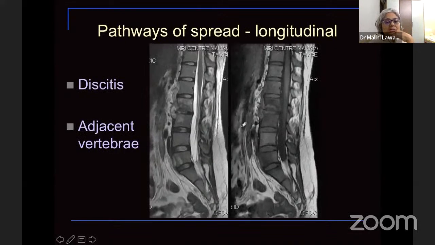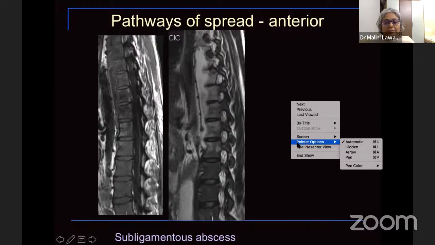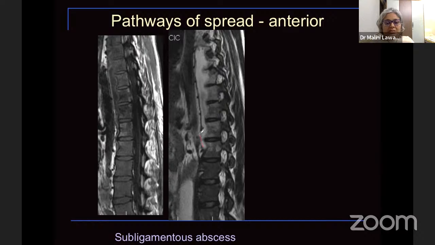After this initial focus, this infection can spread to the disc and the adjacent vertebrae, forming your typical spondylodiscitis. Or it can spread longitudinally over multiple levels. For example, here you can see this. It's under the anterior longitudinal ligament. It can extend for a very long extent. And at each level, it involves the adjoining anterior portion of the vertebral body. The discs, as you can see here, are spared. The discs are not bright on T2. So you can have subligamentous spread of the abscess.